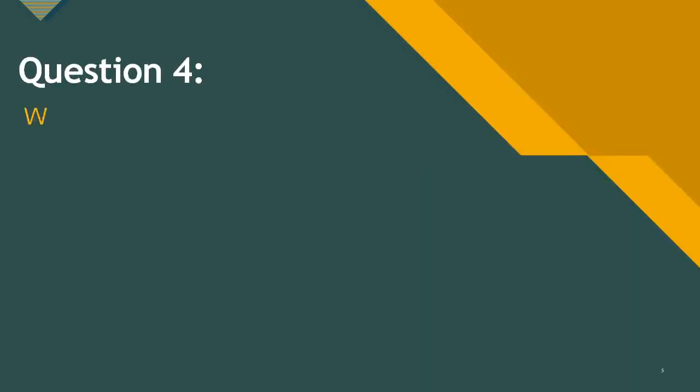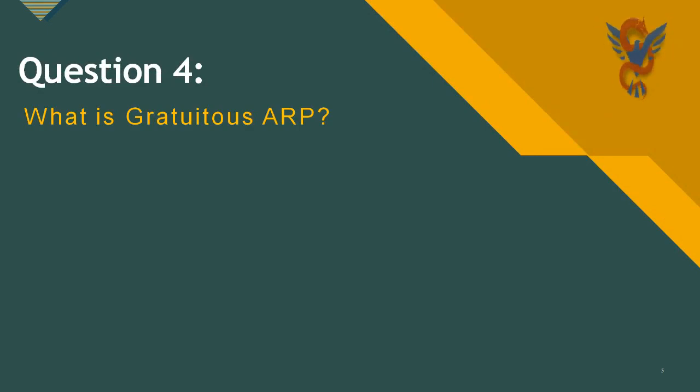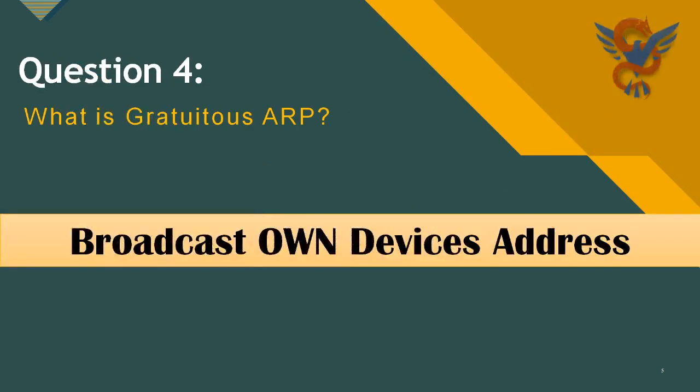Question number 4. What is gratuitous ARP? It's a kind of special request which is used to broadcast a device's own information, to provide an update of its MAC and IP address information to all other connected devices, or it can also be used to identify any IP conflict in the network.